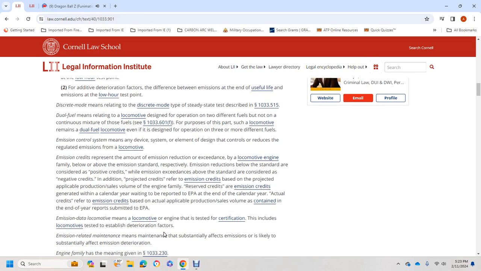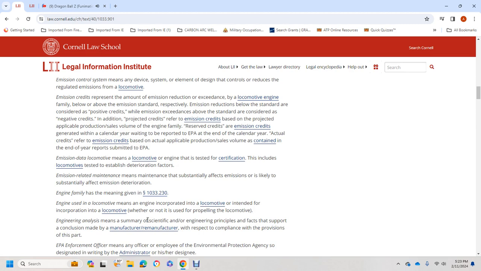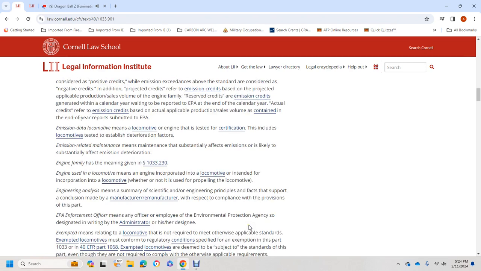Emission data locomotive means a locomotive or engine that has been tested for certification, including locomotive tests to establish deterioration factors. Emission-related maintenance means maintenance that substantially affects emissions or is likely to substantially affect emission deterioration. Engine family means the group given in 1033.230. Engine used in a locomotive means an engine incorporated into a locomotive, including engines not used in propelling the locomotive. Engineering analysis means a summary of evidence, engineering principles, and facts that support the conclusion of the manufacturer or remanufacturer, with reasonable effect of compliance with the provisions of the subpart. EPA enforcement officer means an officer or employee of the Environmental Protection Agency so designated in writing by the Administrator, or his or her designee.